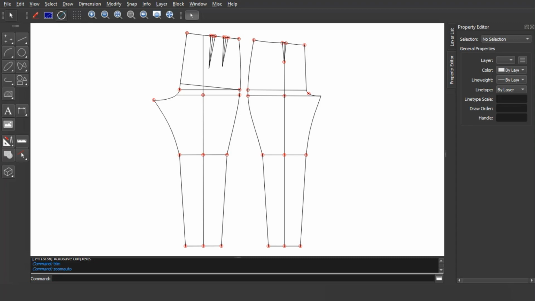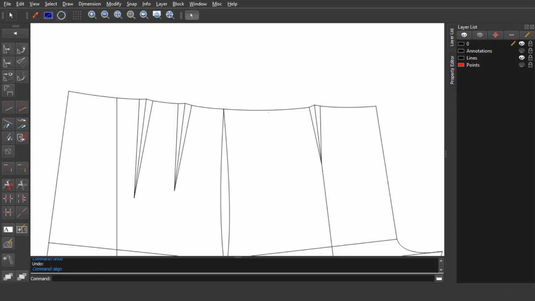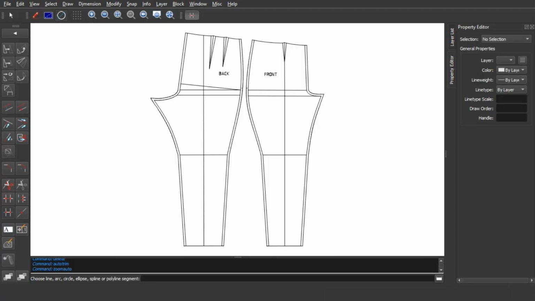Make sure that the inseams and the side seams are the same length. Make the front and back waistline a smooth curve. Do the same for the front and back crotch. Now add the seam allowances and labels. I have added 1 centimeter all around except on the waistline and the hemline.